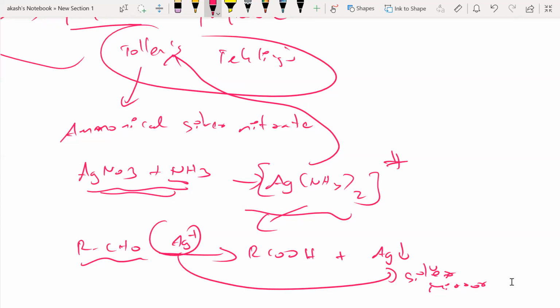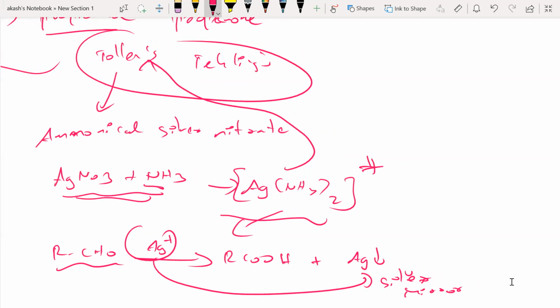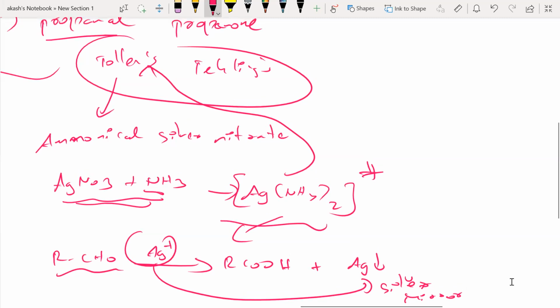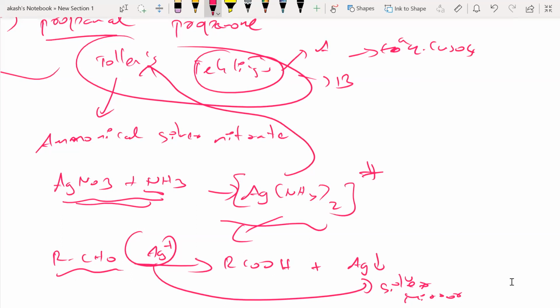Fehling's A and B, sir. A is copper sulfate and B is sodium potassium tartrate. Yeah, very good. Right. So we have two things in Fehling's. One is A, another one is B. A is nothing but aqueous copper sulfate solution, copper sulfate dissolved in water, right? And B is sodium potassium tartrate.